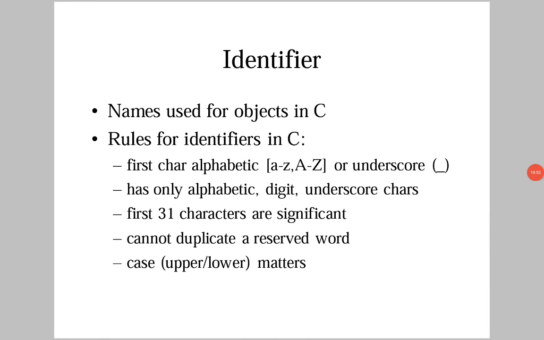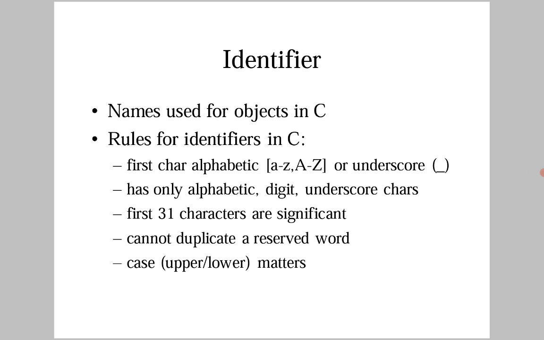So we start one by one. We discuss literals later, and start with the identifier. An identifier is also called a variable. What is a variable or identifier? Names used for objects in C. Generally, we use variables or identifiers in programs for naming purposes.